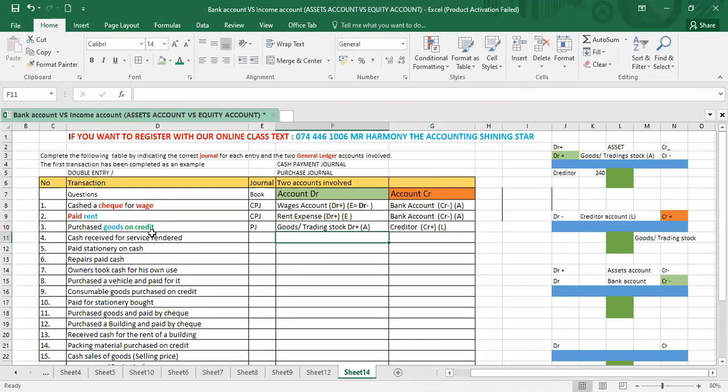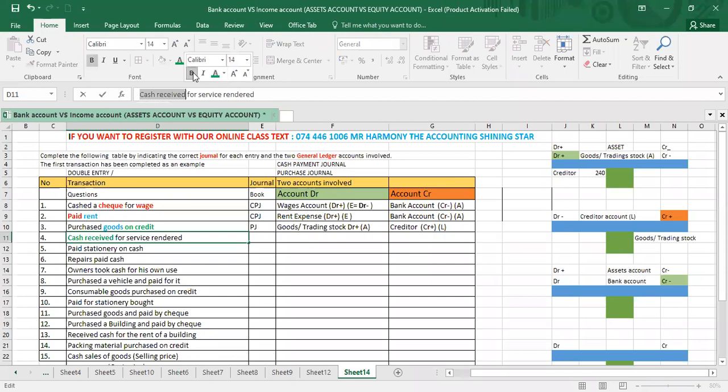After reading the question, student, even in your assignment number 1, assignment number 2, 3, 4, 5, 6, do this. It's going to help you. After reading the question, you go and highlight important keywords. The first word that you need to highlight is cash received. The transaction already tells you what is happening in your business.